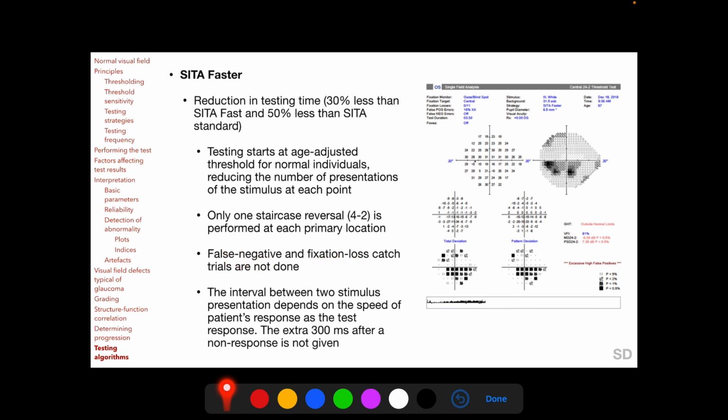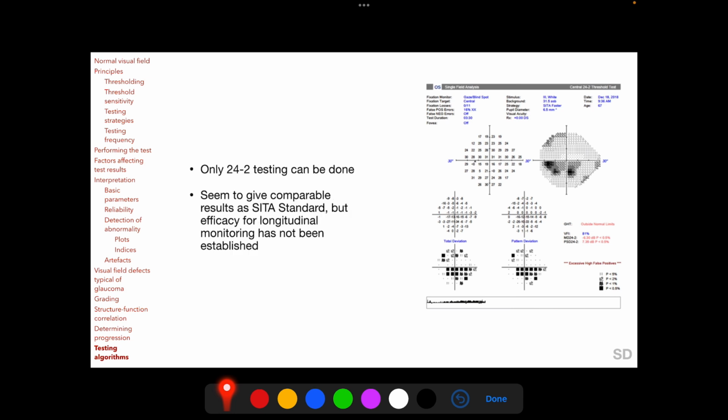And as with the SITA Standard and SITA Fast algorithms, the interval between two successive stimulus presentations depends on the speed of the patient's response. Only 24-2 testing can be done with the SITA Faster algorithm, and SITA Faster seems to give comparable results as SITA Standard, but efficacy for longitudinal monitoring to detect progression has not been established.